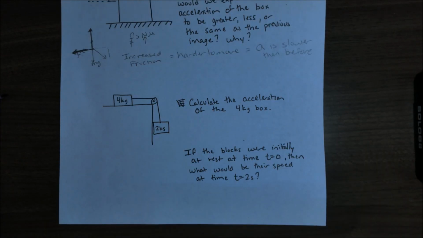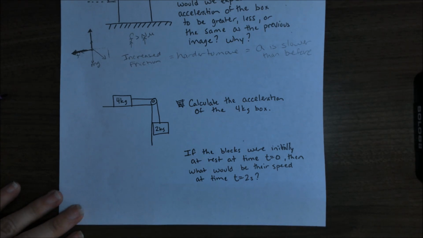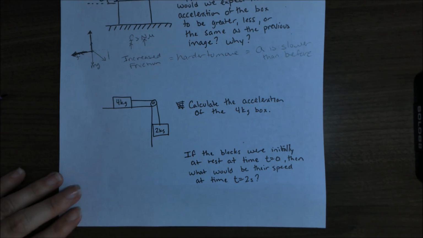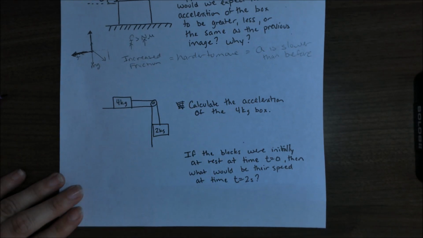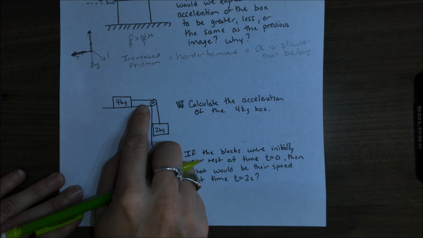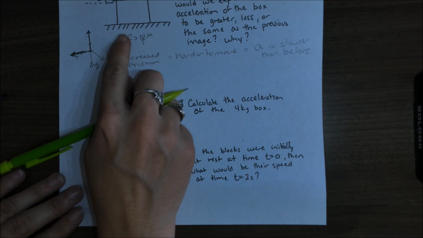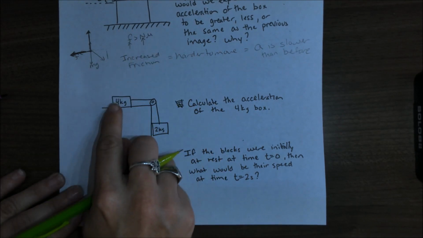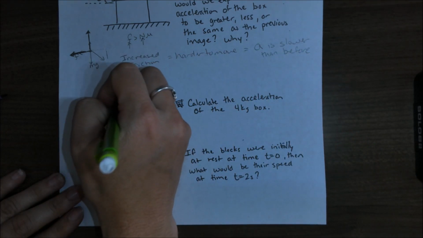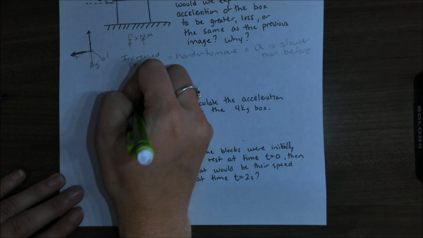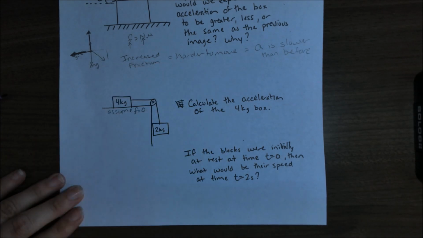Alright, for our next question, we are going to calculate the acceleration of the 4 kilogram box. And so again, we're just going to work through our process. So in looking, we have 2 boxes, so this time I'm going to draw 2 free body diagrams. This box is on a surface. You'll notice that there's not the little texture like there was in the previous question. So we can assume that there is no friction as a result.